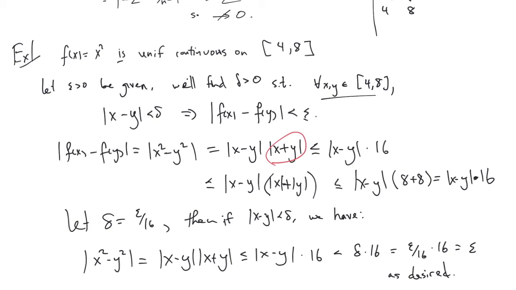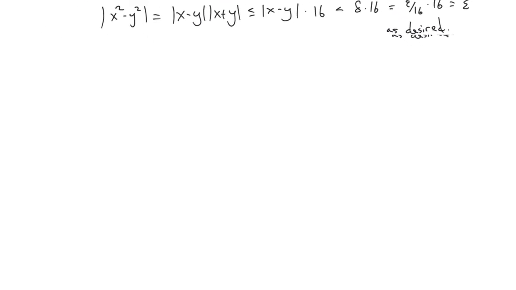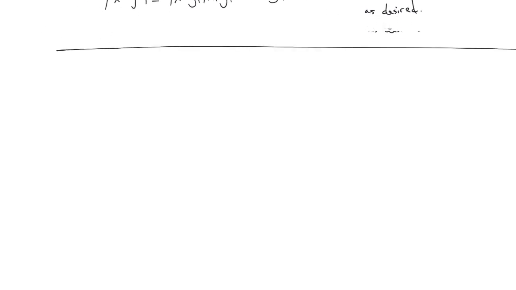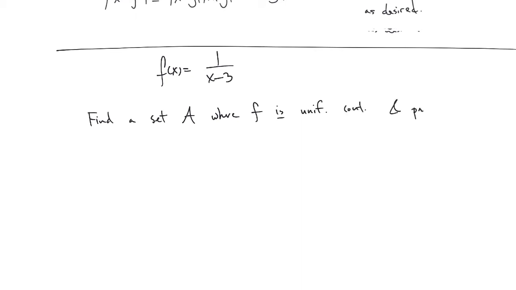All right. Great. I got one for you all to try, and the folks back home can try too. So this one you will want to think a little bit about the function, but the function is f of x equals 1 over x minus 3. And your job is to find a set A where f is uniformly continuous and prove it, then also find a set A where f is not uniformly continuous and prove it.